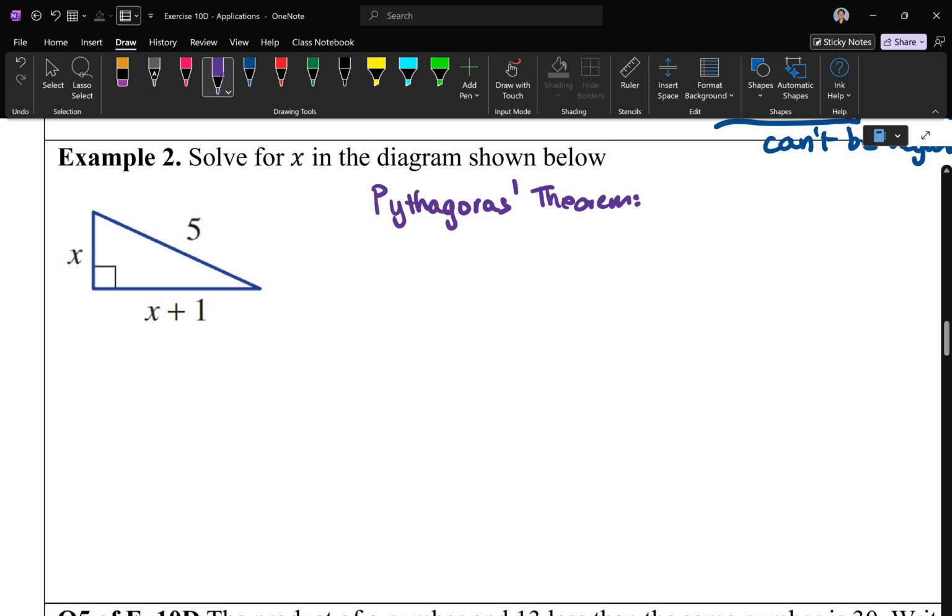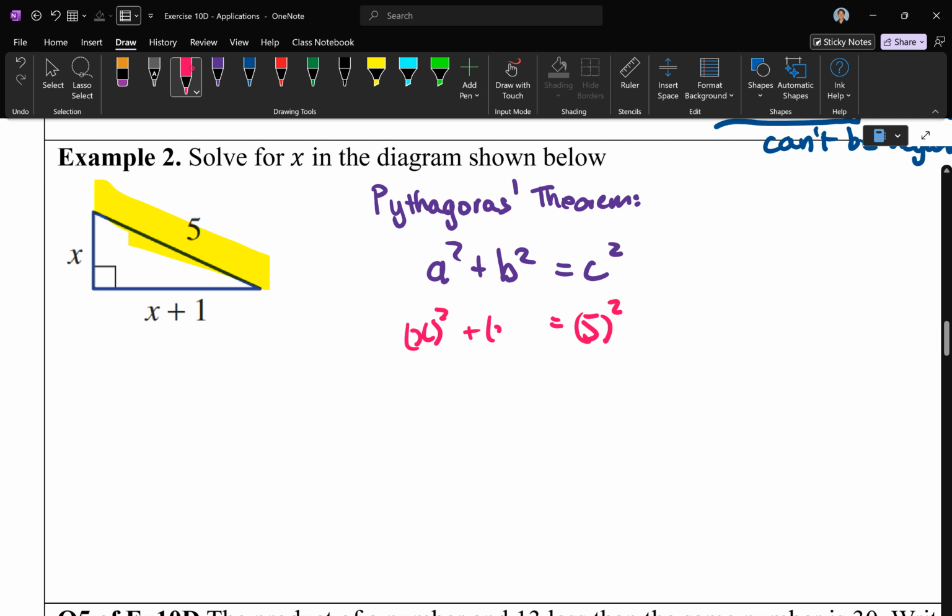What's Pythagoras' theorem again? Good. C has to be the hypotenuse, so it's 5, so you fill it in. So it should be 5 squared is equal to x squared plus x plus 1 squared. My handwriting's terrible there. Let me write that again. X squared plus x plus 1 squared is equal to 5 squared. This is your C, that's your A, that's your B.